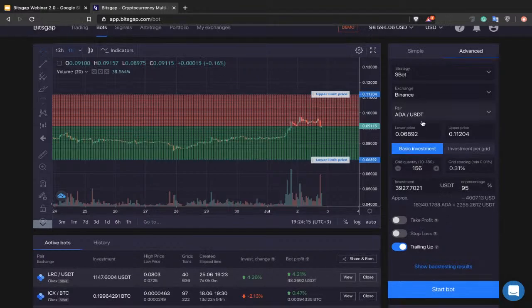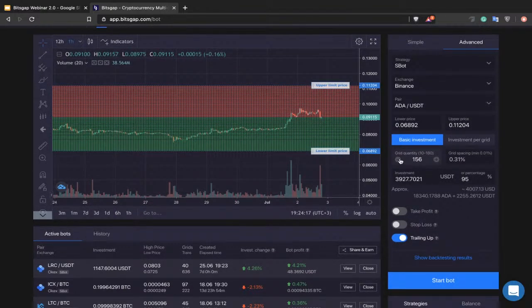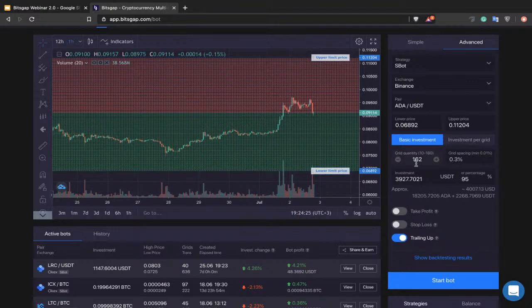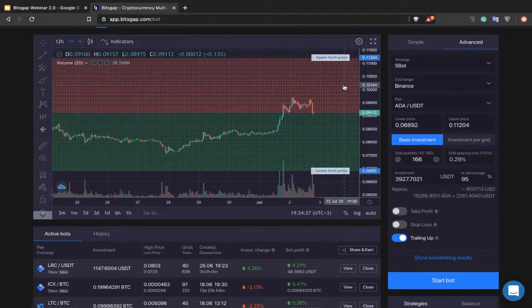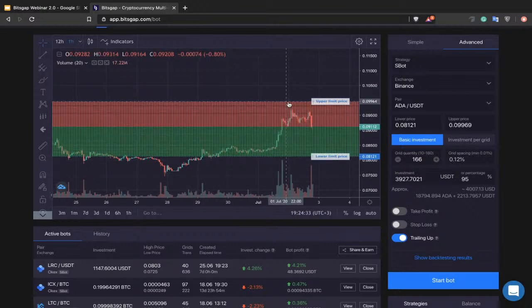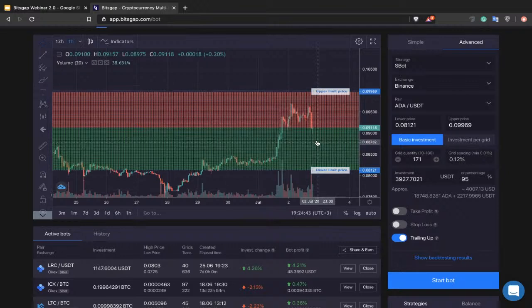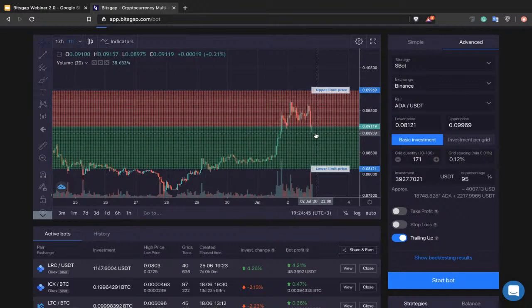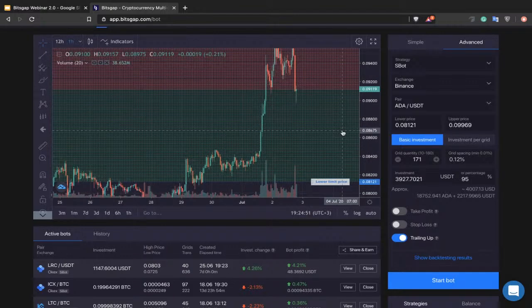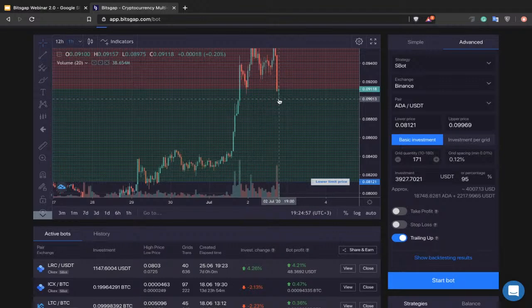Here you can also choose the grid quantity. So notice that the more grids, the narrower your grid spacing becomes, because you are trying to plot as many grid levels within a limited trading range. So logically, the more grid levels you place, the narrower the space between them becomes. And the narrower the space between your grid levels becomes, the more opportunities you provide for the bot so that it would be able to buy low and sell high.